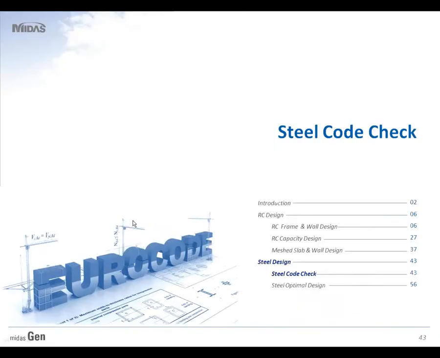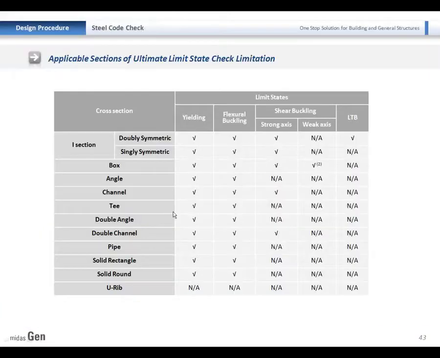Go back to the presentation and let's continue with the steel code check. For the steel code check, various types of sections we can perform the check, the design. For the yielding, this is the general ultimate state design, and also we can check the flexural buckling and shear buckling and lateral torsional buckling. This shows which section can be designed for which different design type.